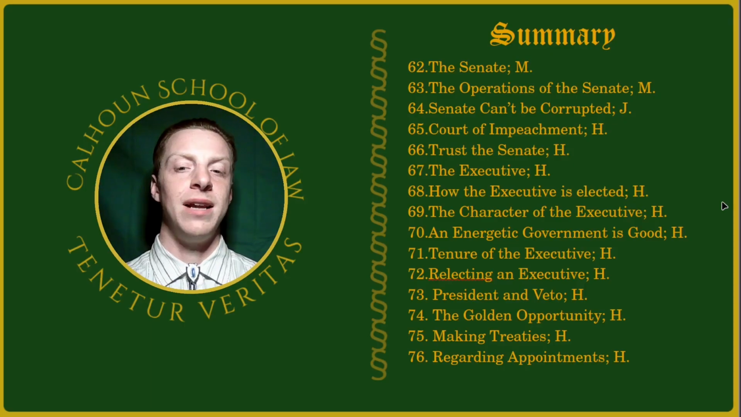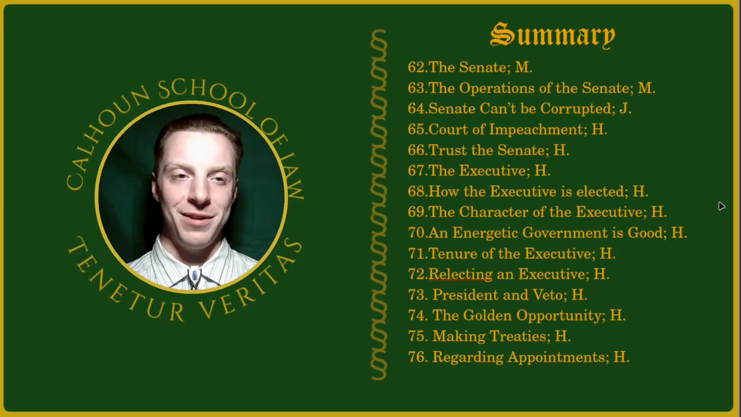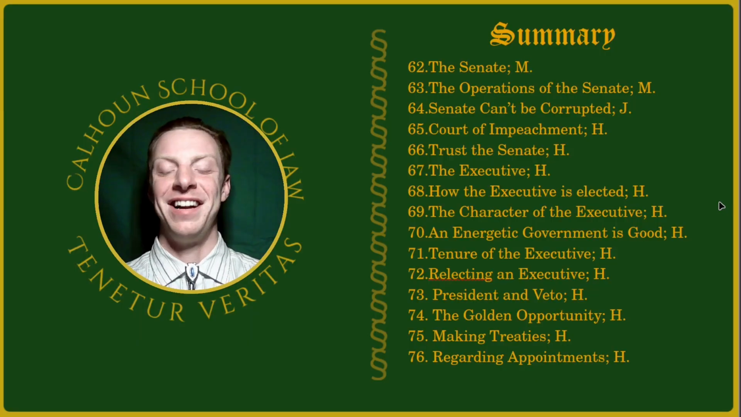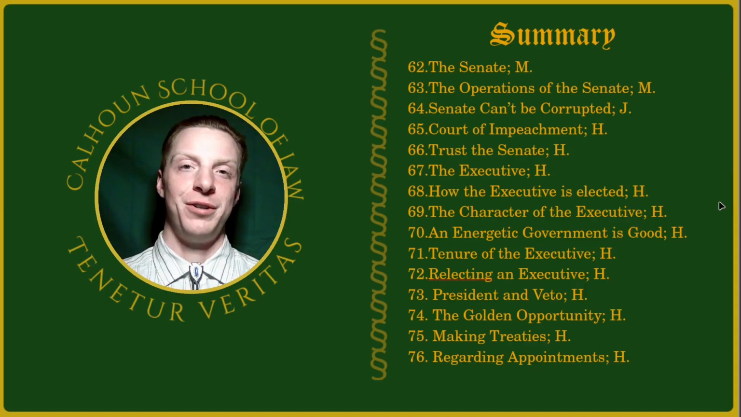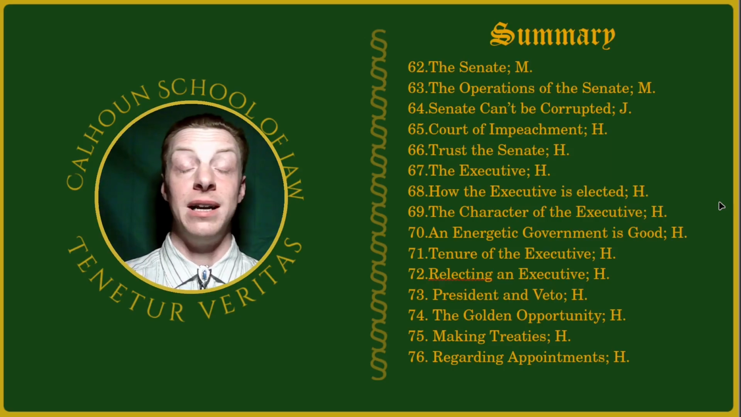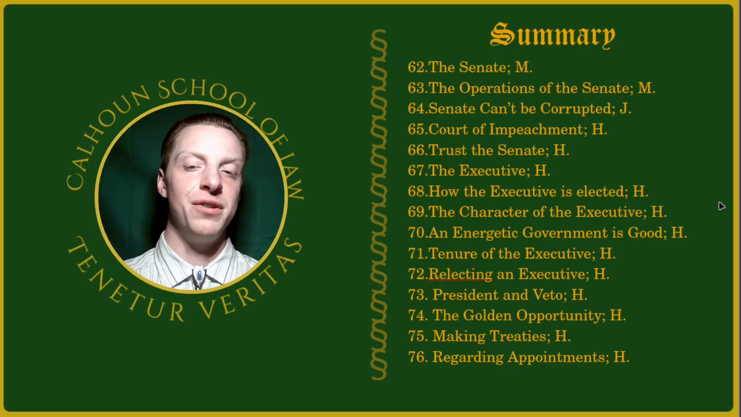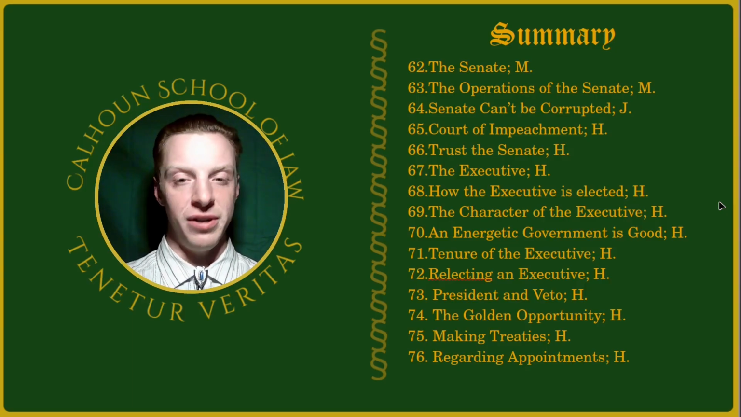Number 72, re-electing an executive. I misspelt that. We'll just leave it. Re-electing an executive from Hamilton. So this works in addition to 71, discussing why the citizenry would vote to elect or to re-elect an executive, and that the tenure plays directly into that, being an honest and authentic and representative vote.